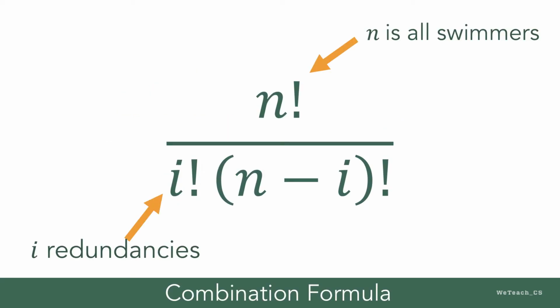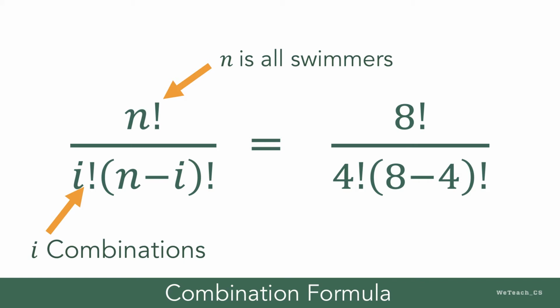Presented here is the combination formula. Notice how the base of the formula is identical to the one we use for permutation, with the addition of accounting for redundancy. If we plug in the numbers, we take the total of swimmers, which is 8, and divide it by the number of ways we can hand out awards, which is 4.